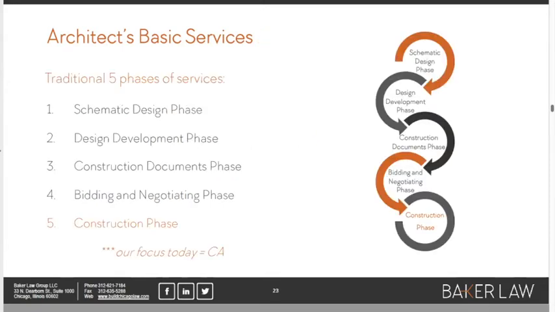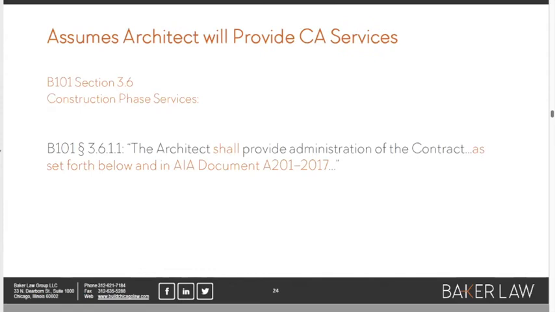And the architect's traditional services, right? Five phases, SD, DD, CDs, nothing shocking there in the B101, what we're all familiar with. We're going to be focused today on the construction phase because that's really what the general conditions is all about, okay? And as we already looked at on another slide, the B101 assumes that the architect is going to provide CA. That's not always a good assumption, right?